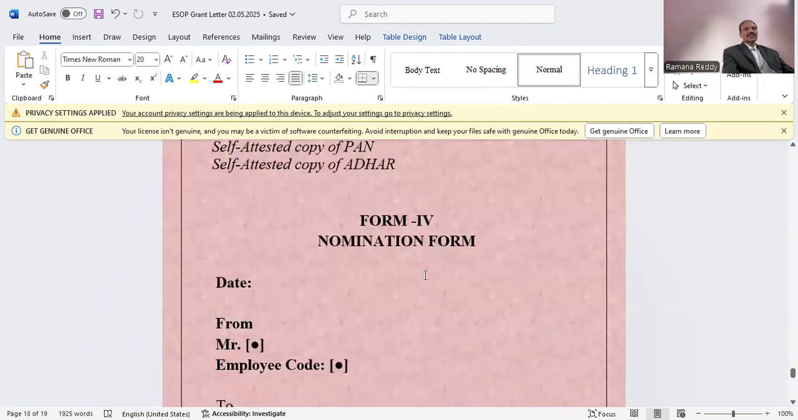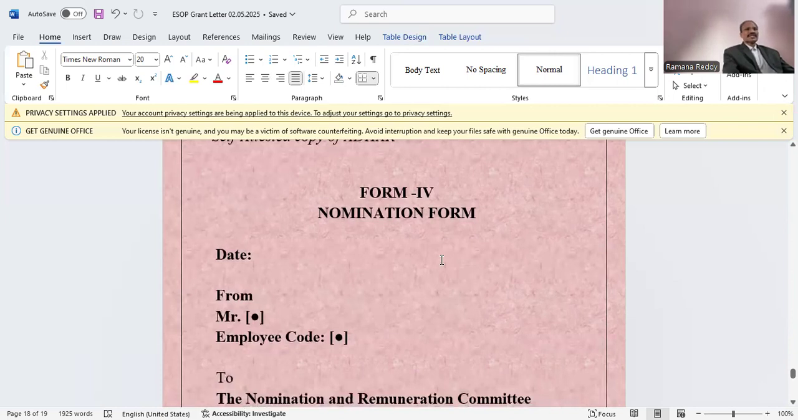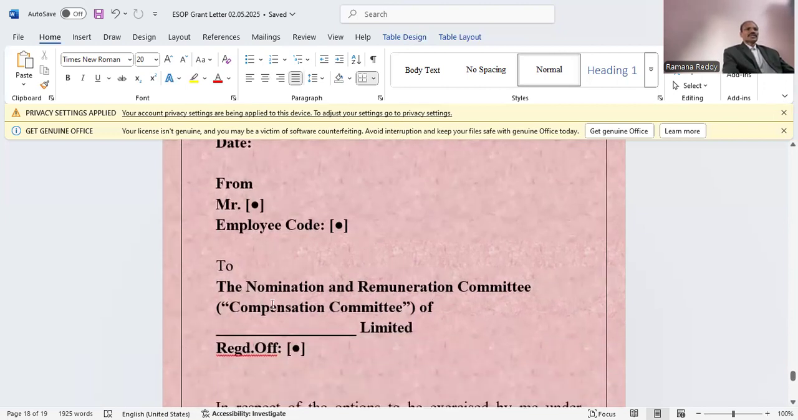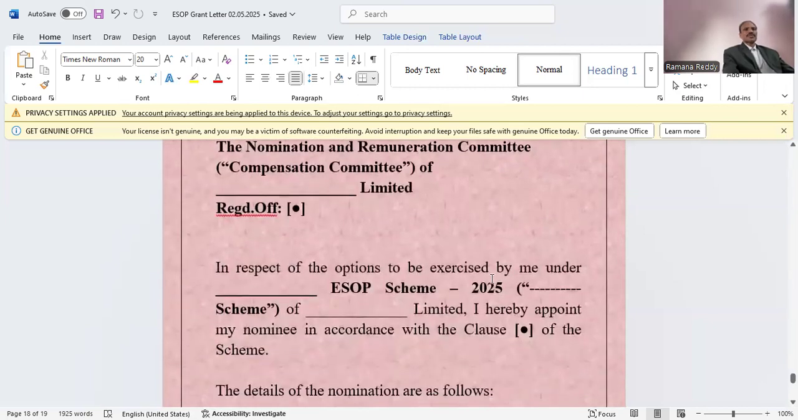We also informed about the nomination form. Suppose something goes wrong with the employee, and he or she dies during the course of employment. So he has to submit, along with the grant letter, a nomination form, which will be supplied to the grantee. This has to be filled in by the grantee, that is the employee, and submitted to the nomination committee. So he will write his name, employee details, employee code, submitting to the nomination and compensation committee of so-and-so company, in respect of the options to be exercised by me under so-and-so scheme of so-and-so company.